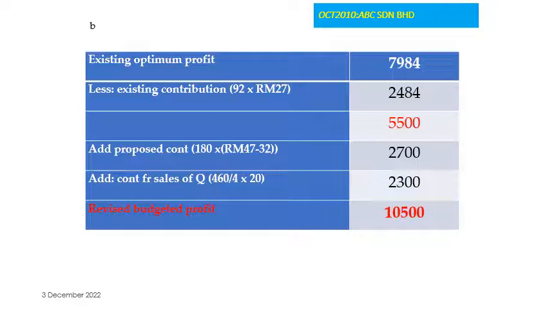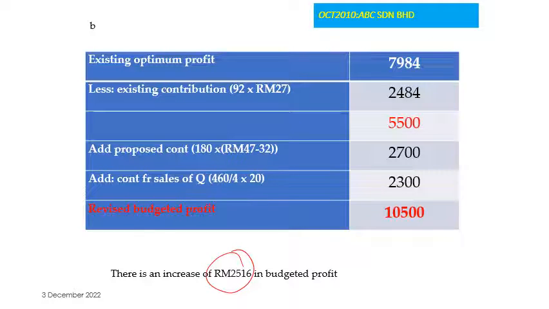Finally, your revised budgeted profit is 10,500. Now you compare with your first requirement. There is an increase of 2,516. Okay, so that means you can proceed with the suggestion to buy third ranking product from outside supplier so that you can produce last ranking product. That means you can work at maximum capacity and you can fulfill maximum demand.